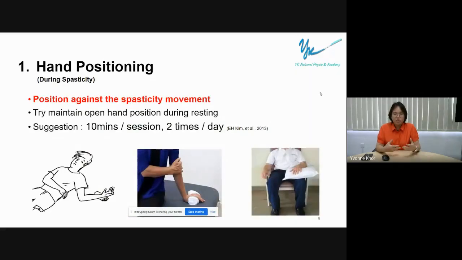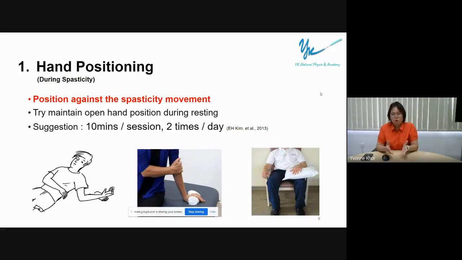Okay, this is for those patients who have had a stroke for many years or more than 3 months. You can use this as an example for your daily activity. Position against the spasticity movement. For example, for a patient who has the flexion synergy pattern, which is like this, you can see in the first photo, it can work against the spasticity movement in the lying position. And try to maintain an open hand position during resting. This one you can try to do at home, 10 minutes per session and 2 times per day. This has already been proven by one study.